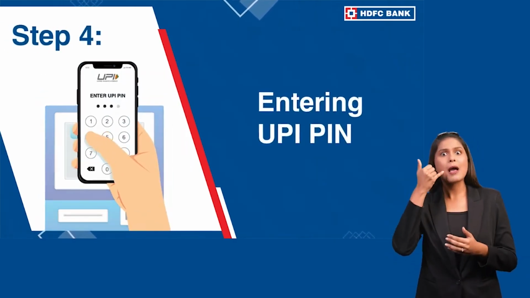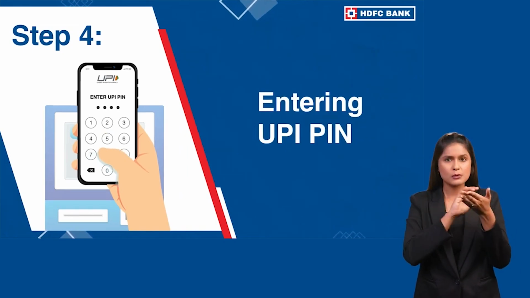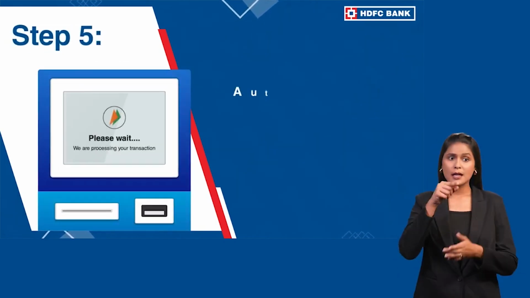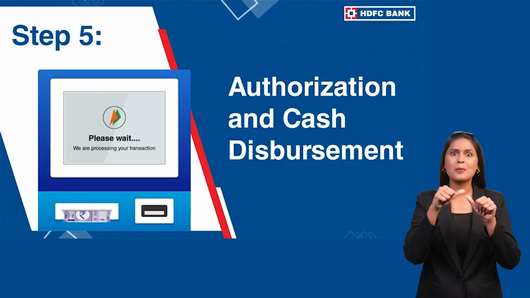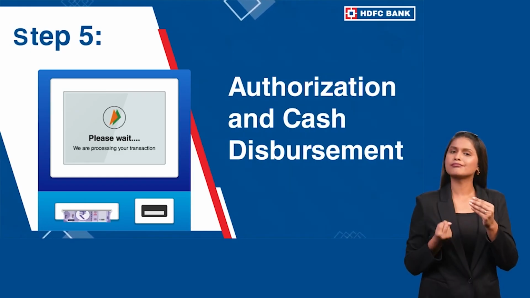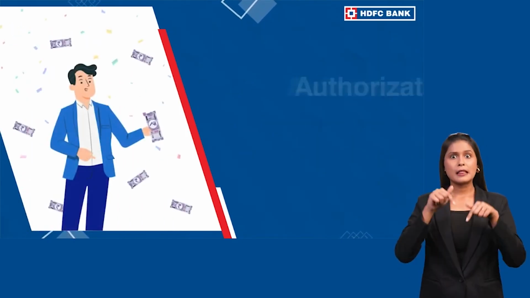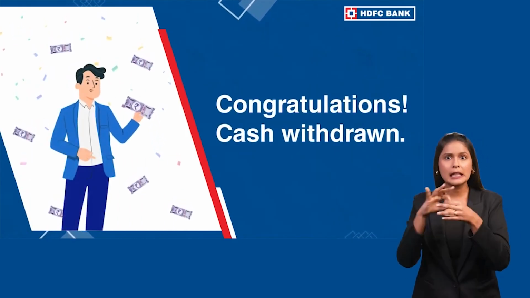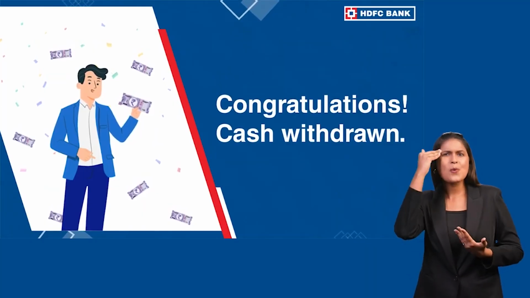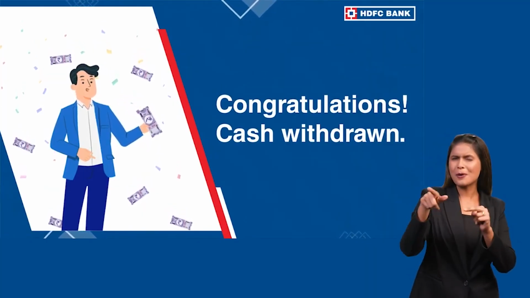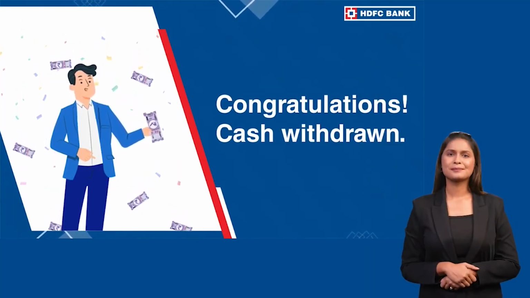Enter your UPI PIN on your mobile phone to authorize the transaction. Once the transaction is authorized, the UPI ATM will dispense the requested amount in cash. Now you know how to use UPI at an ATM. Experience the future of cash withdrawals with UPI and enjoy a secure and convenient banking experience.